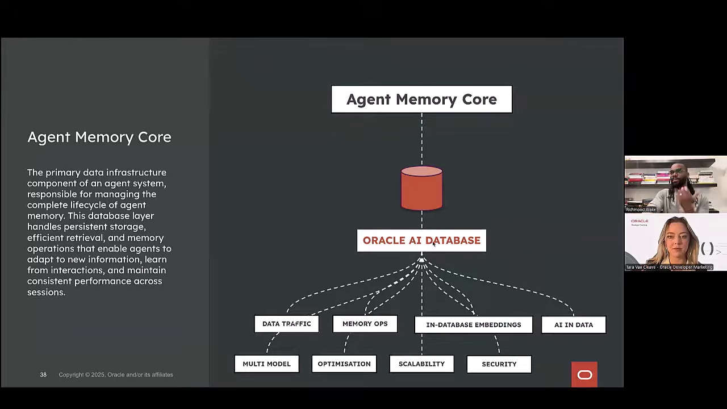But when I talk about the memory core, this is the key aspect of your system that is going to see the most traffic of data. It is going to see the most memory go in and out. That is your agent memory core. And that is Oracle AI database. It gives you all of the bells and whistles to make memory work. So I'm going to leave it there.